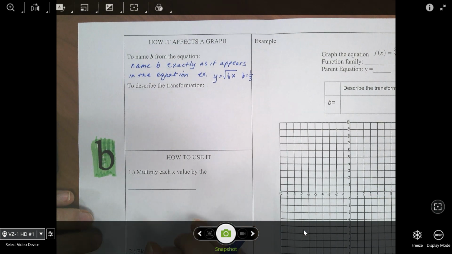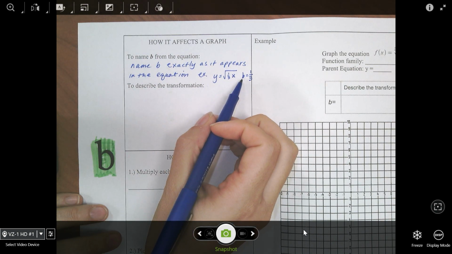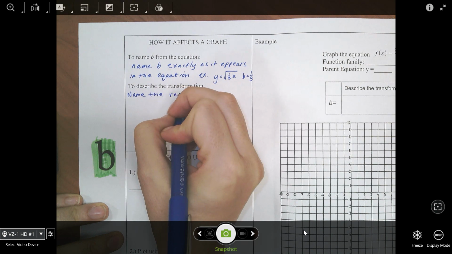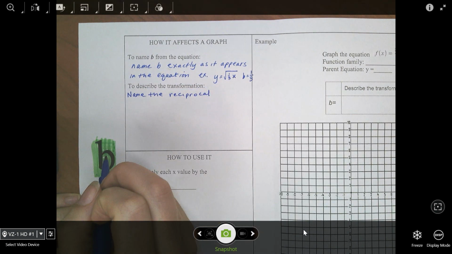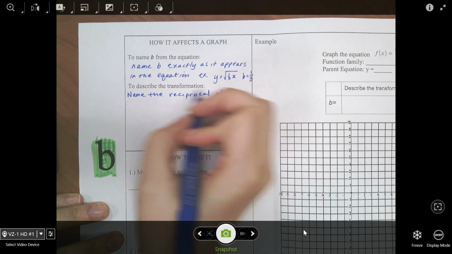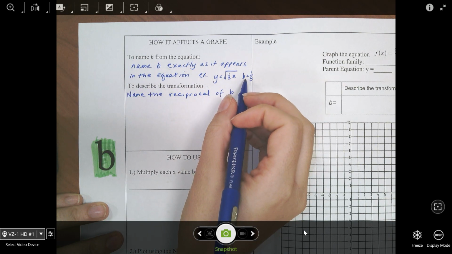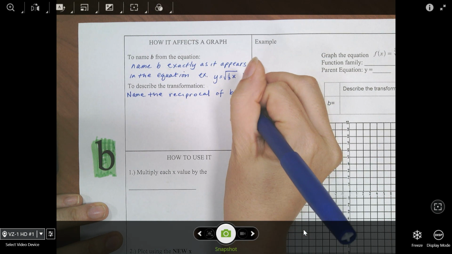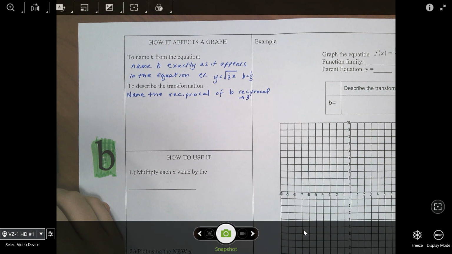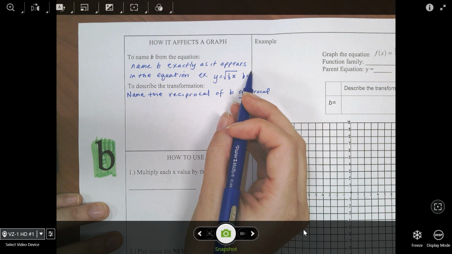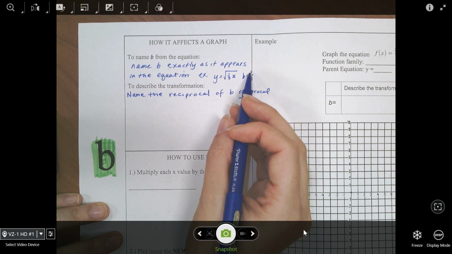So far, so good. But when we go to describe the transformation, we're not going to describe it from the B. The first thing you have to do is name the reciprocal. Just a reminder, the reciprocal is not the opposite, it is the flip of the number. So you're going to name the reciprocal of B. Again, let's go with this example. If B was 1/3, my reciprocal is 3. You don't need to write 3 over 1, but that's mathematically what it would be, but we don't write the divided by 1. So you flipped it upside down: the numerator becomes the denominator, and the denominator becomes the numerator.